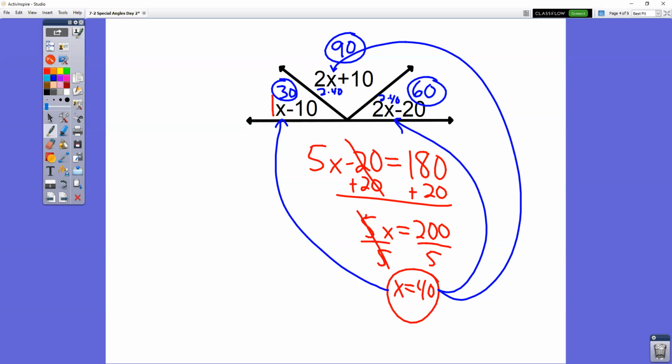Always make sure that your answer makes sense. 30 plus 60 is 90. 90 plus 90 gives you 180, which is what we wanted because we had supplementary angles.